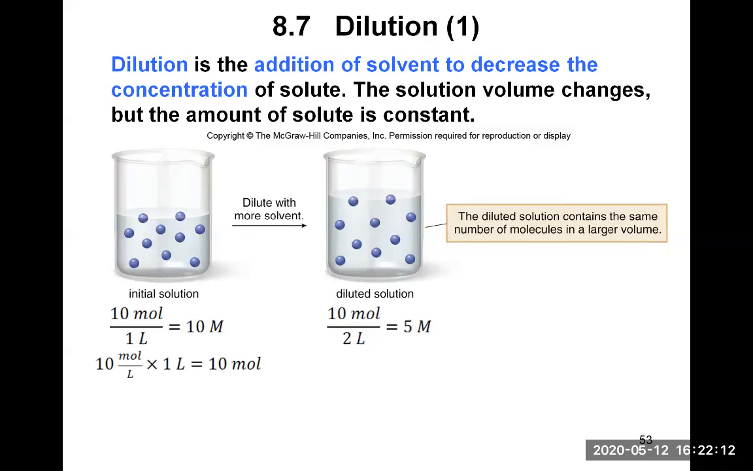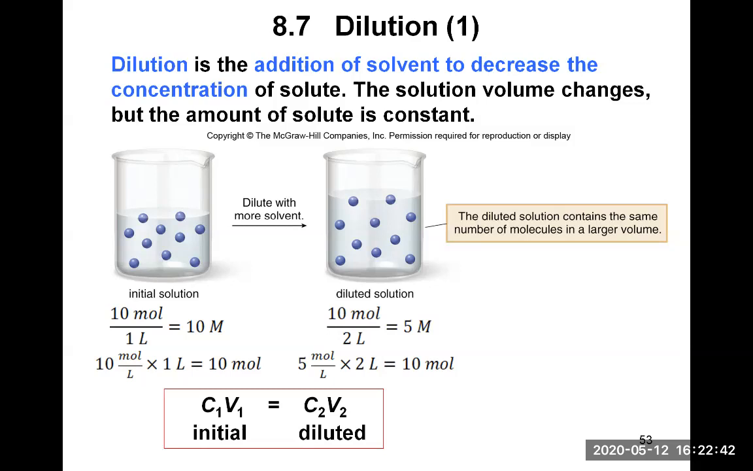And in beaker 2, you take the molarity, 5 moles per liter, multiplied by the volume, which is 2 liters. And 2 times 5, the liters cancel, and it's 10 moles again. So we see that we have the same amount of solute in both beakers, even though we added more solvent. The concentration decreased, but the amount of solute stays the same.